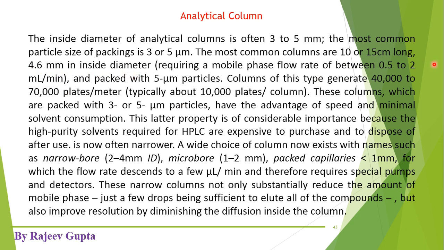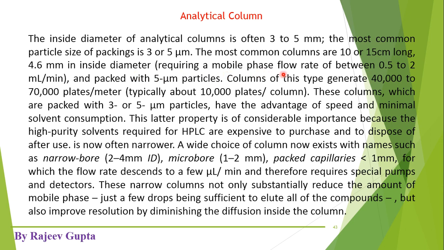So this is the range of inside diameter. This could be 3 to 5 mm, or 4.6 mm, depending on our experiment, our column type, the stationary phase material type, our HPLC instrument type, or what type of samples we are analyzing. All these factors determine which type and quality of column we have to apply.